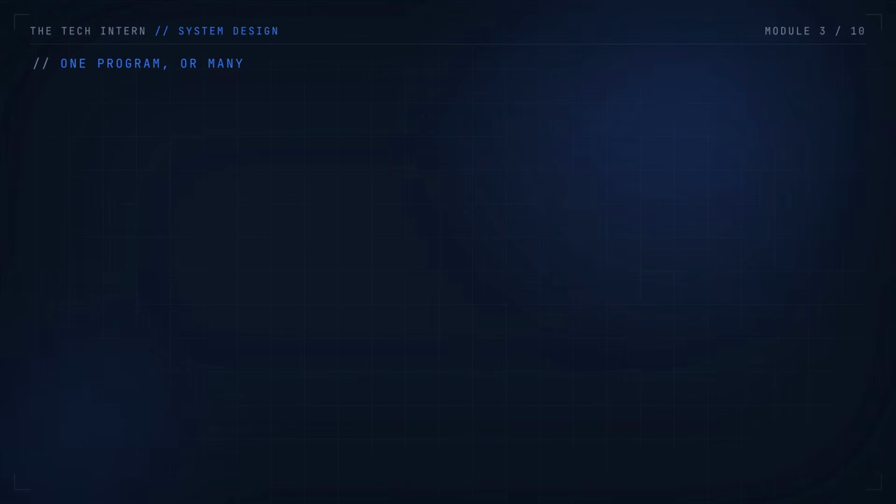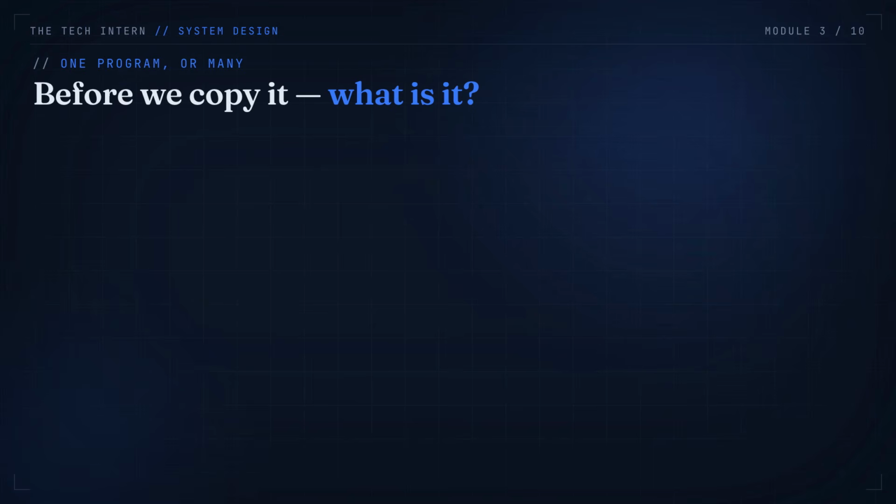So we need more machines. That much is settled. But before we start making copies of Dabba, we should probably agree on what Dabba is. Because "run 10 copies of the app" means something very different depending on how the app is built.